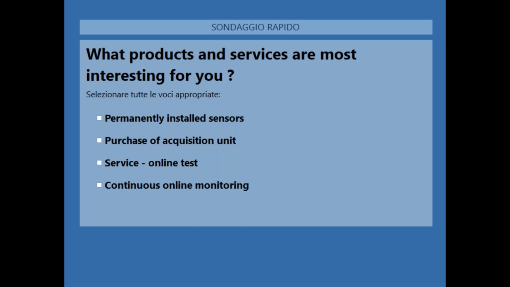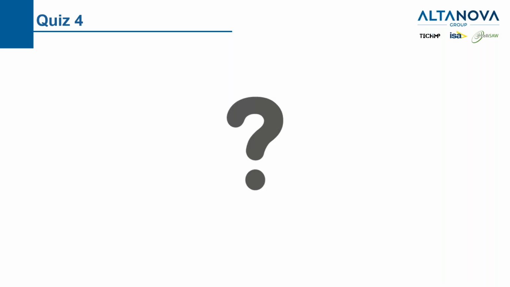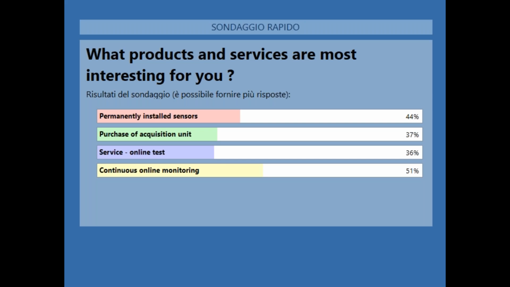So I'm going to close in 5, 4, 3, 2, 1, close poll, and let's share the results. So continuous online monitoring usually is the winner. As some would say, it is like the wet dream of every engineer, because of course you can see continuously what is happening with your asset. Also, permanently installed sensors won the second position with 44%, and then purchase of acquisition unit or service had between 37 and 36%.